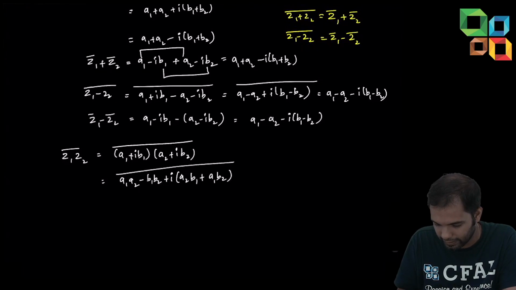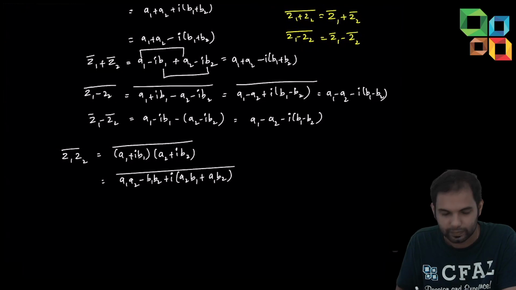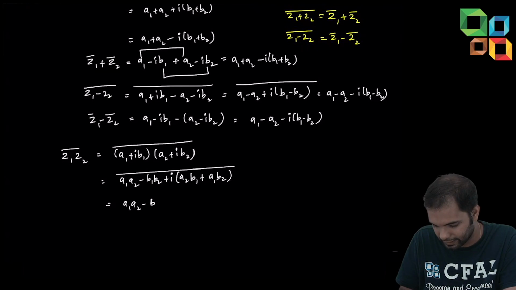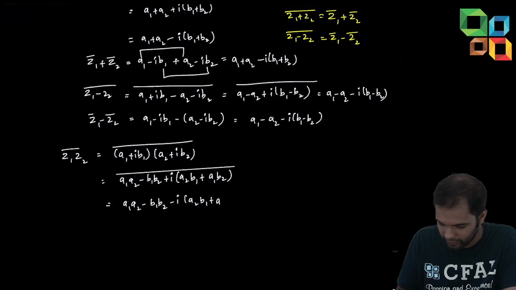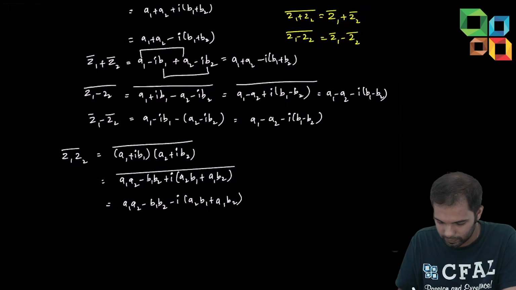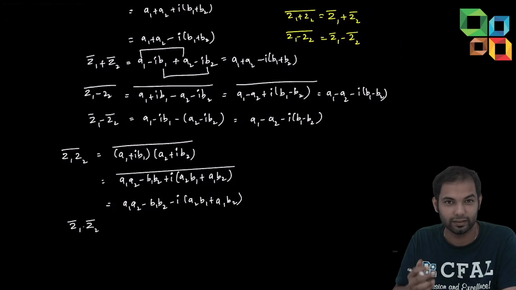So I have to take the conjugate of this. What would be the conjugate? The real part remains as it is, and in the imaginary part we have a change in sign. Now let's try to multiply Z1 bar into Z2. Let's see if they're the same.